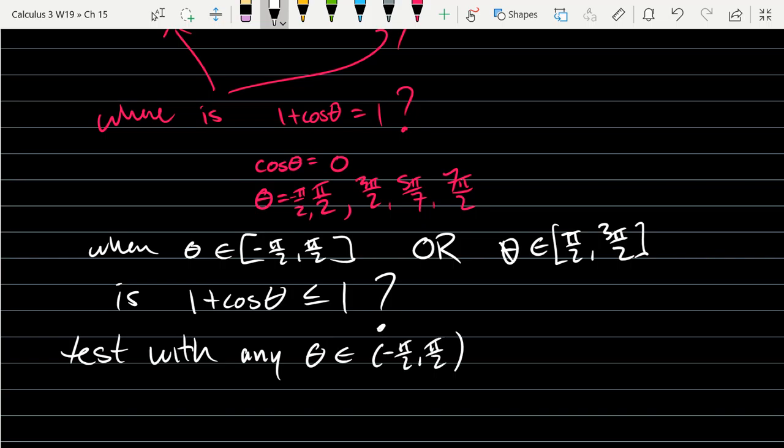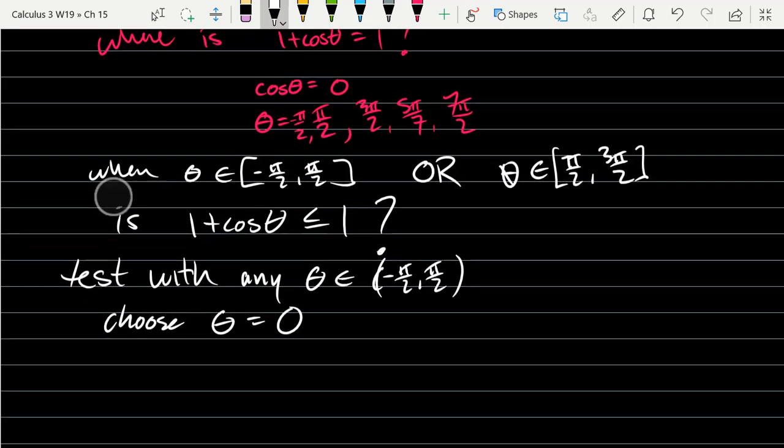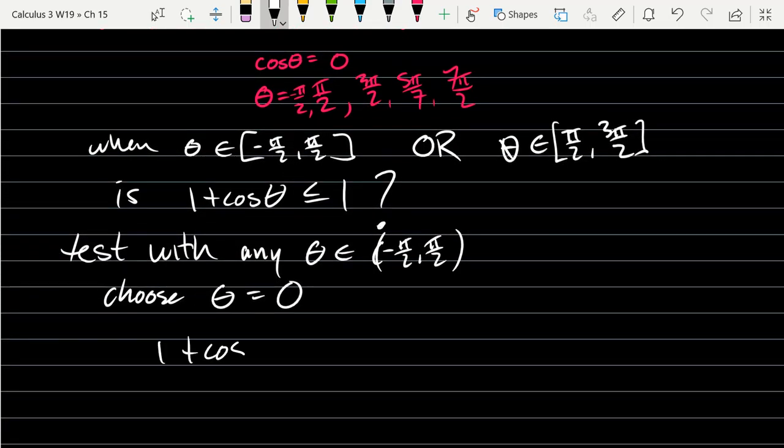I'm writing it as an open interval because testing the endpoints will get me nowhere. It'll get me that it's equal to 1. So I'm choosing theta to equal 0. And then I have 1 plus cos 0, which is 1 plus 1. That's 2. And then 2 should be less than or equal to 1. Except, obviously, 2 is not less than or equal to 1. So here we fail.